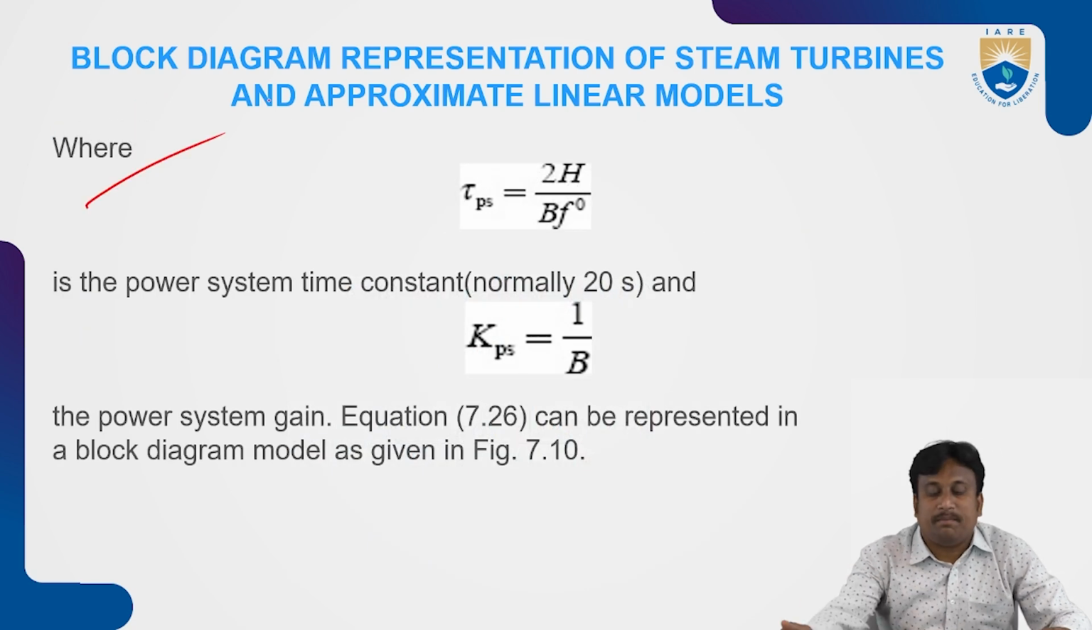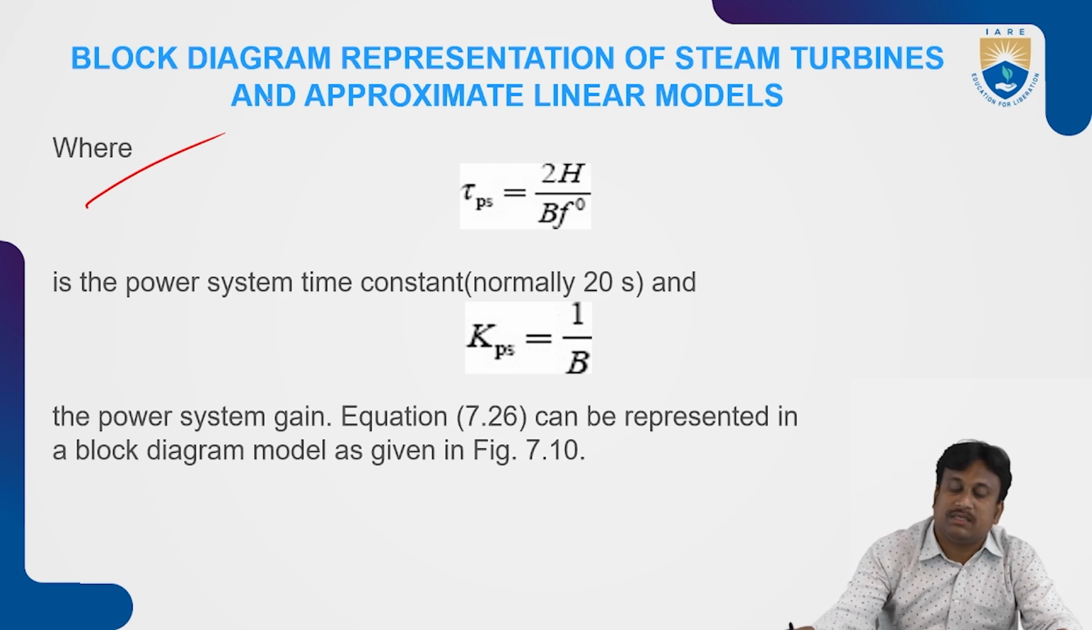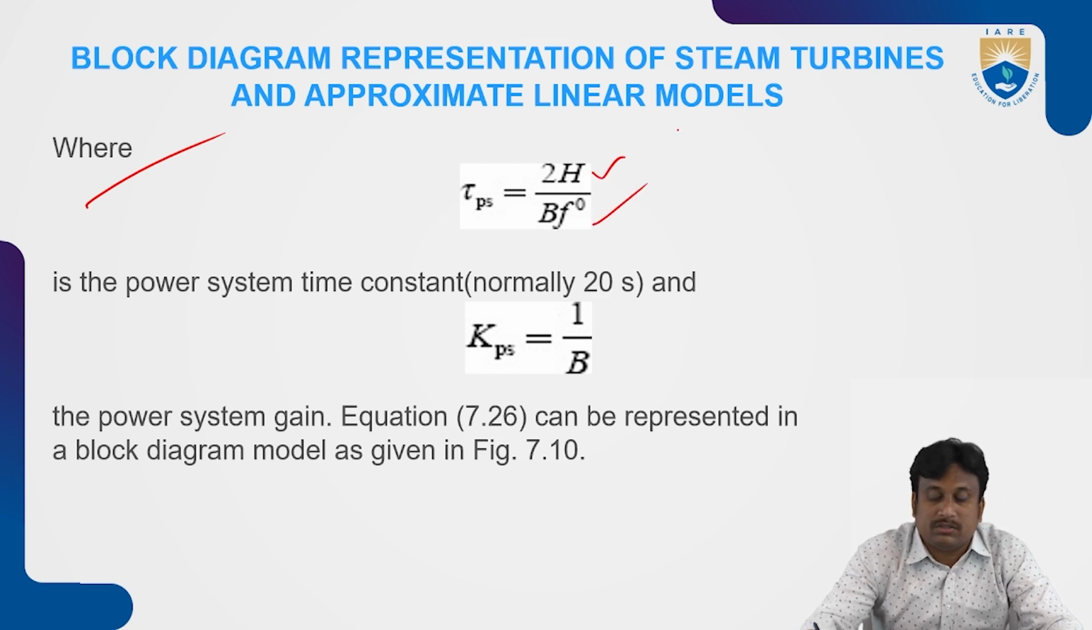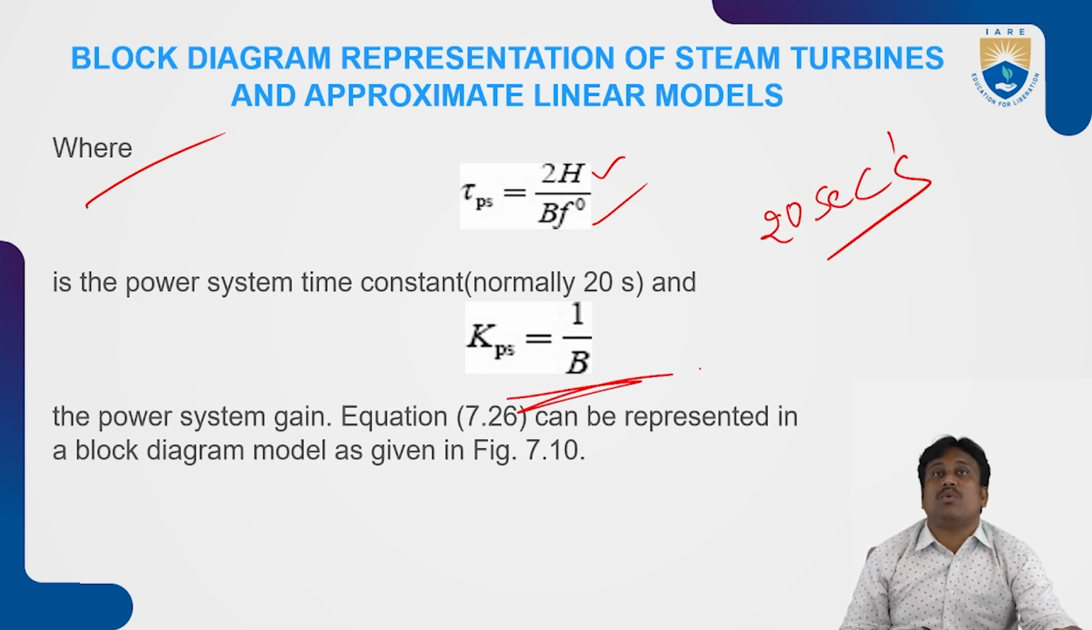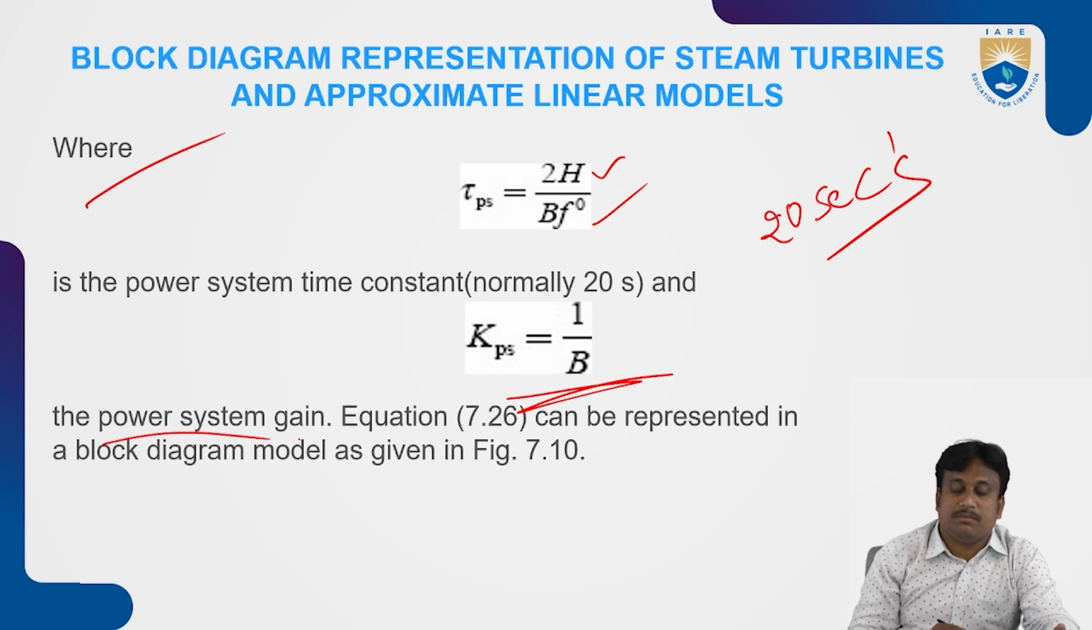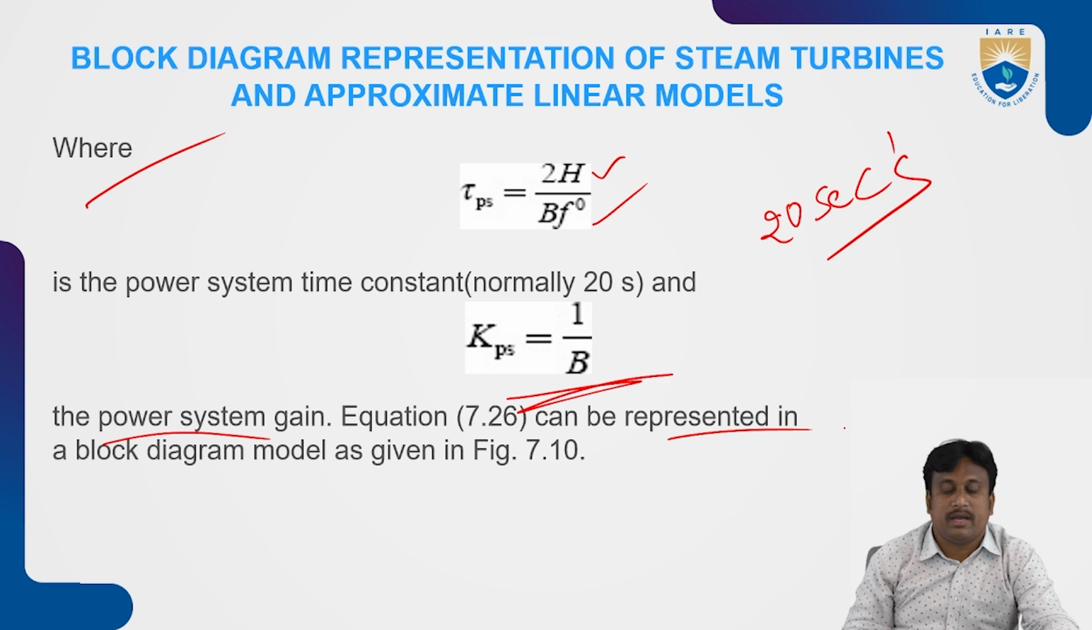And here the parameters: tau PS equals 2H by B f naught is the power system time constant. Normally we consider it as 20 seconds. And K PS equals 1 by B, the power system gain, which the equation represents and can be represented in a block diagram model with the earlier figure we represented.